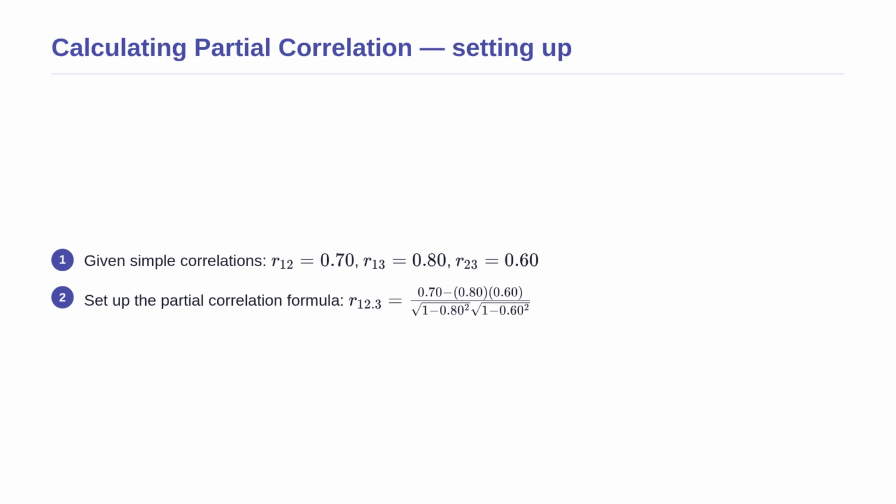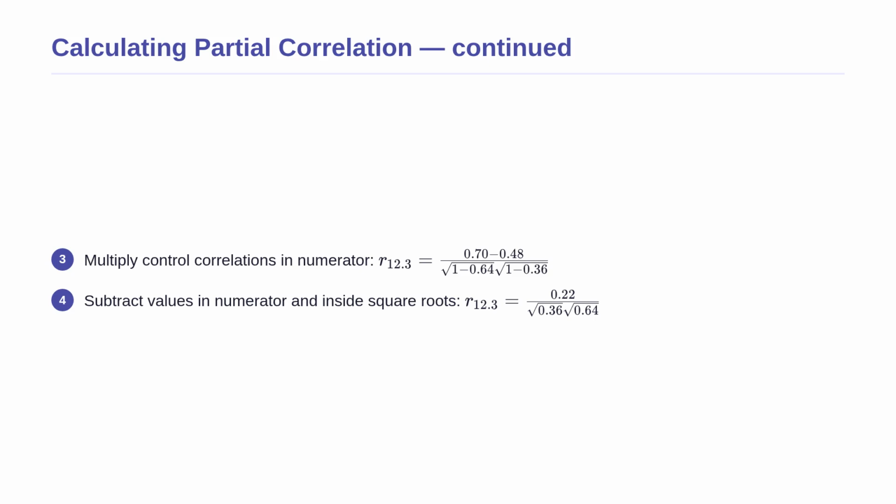We start by plugging these three simple pairwise correlations into our mathematical filter to remove the overlapping influences. This formula is chosen to isolate the direct relationship. Continuing with the calculation, we multiply the control correlations in the numerator, getting 0.48, which is the shared overlapping effect. In the denominator, we square 0.80 and 0.60 to get 0.64 and 0.36. Subtracting in the numerator gives 0.22, the remaining correlation after overlap is removed.